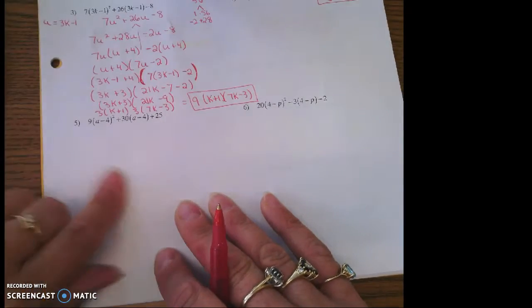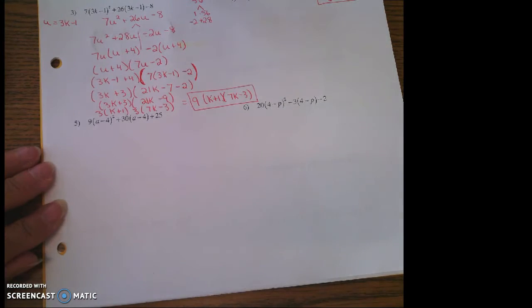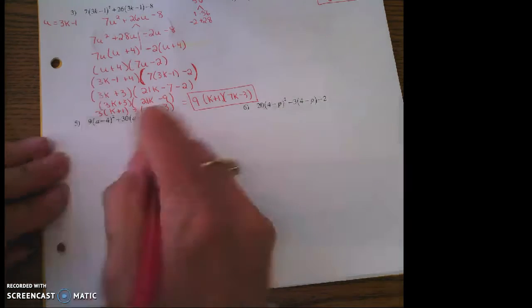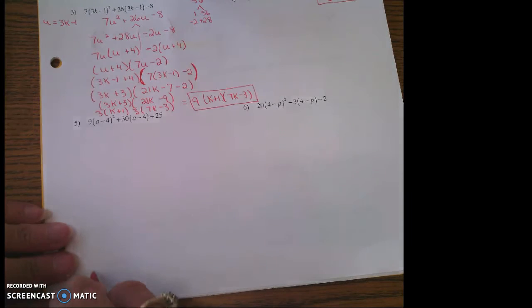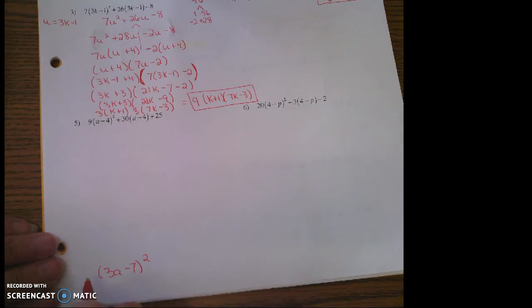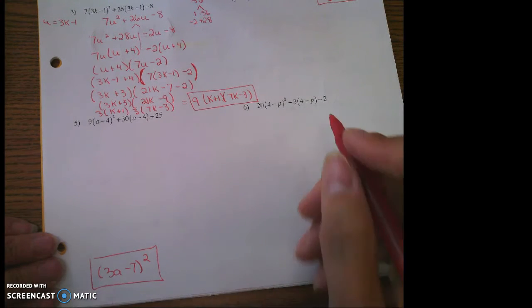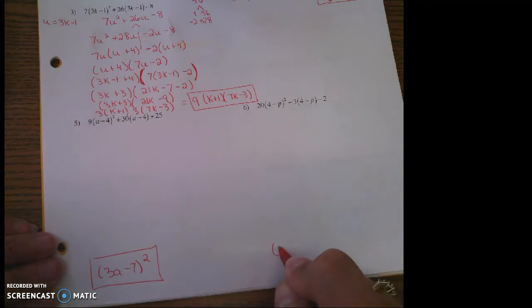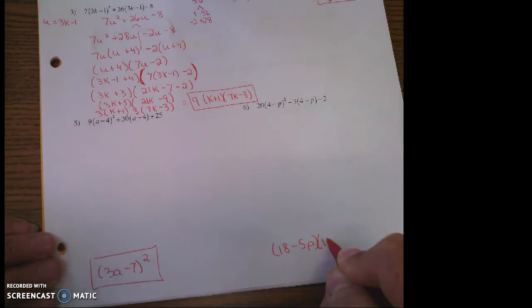Number 5 is different. So when you're done, I'll put the answer down here at the bottom. It's a 3a minus 7 squared. So that's it. And then this last one turns out to be 18 minus 5p times 17 minus 4p.